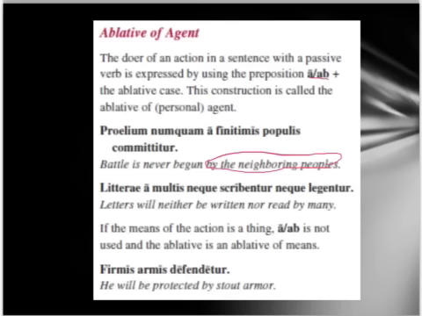Letters will never be written nor read by many. By many right here is your ablative of agent. It's who's not reading or writing the letters. He will be protected by stout armor. The protecting is being done by the armor. That is your ablative of agent, and that is translated with an A or AB for a person or an animal, but when it's not a person or animal, notice how the A or AB is omitted.